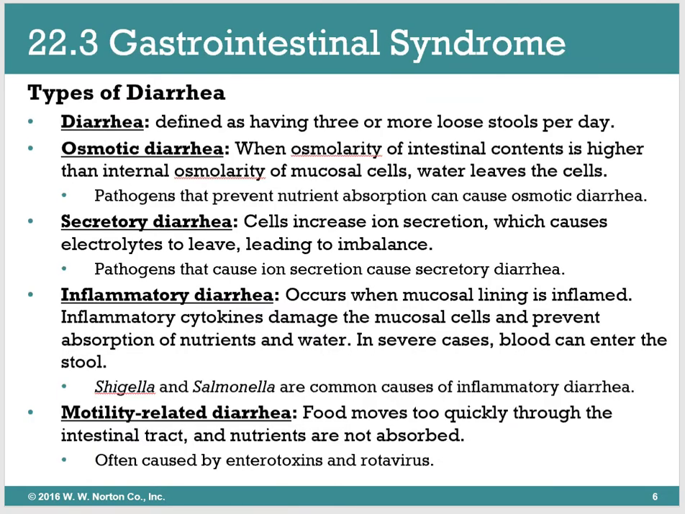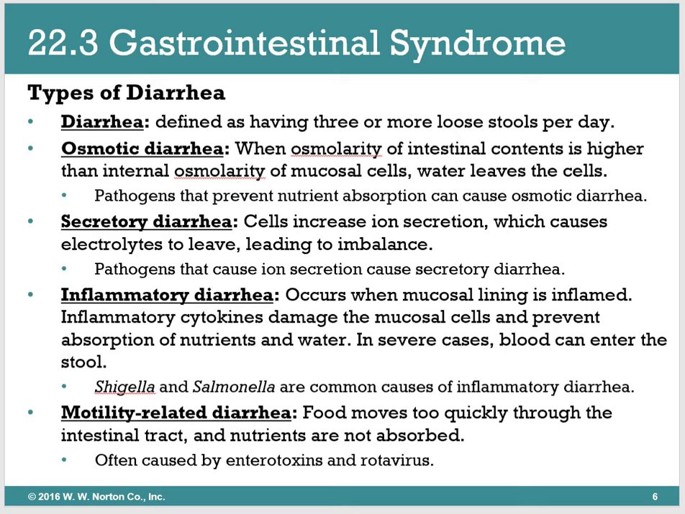So now let's actually talk about some gastrointestinal syndromes. The most common syndrome that you will see is diarrhea. And with diarrhea, there are different types. Diarrhea itself is defined as having loose stool at least 3 times a day. Loose stool meaning that it's more water-based than solid-based. So that's the general definition, but there are 4 other types that I do want you to know. I just want you to know the definitions.